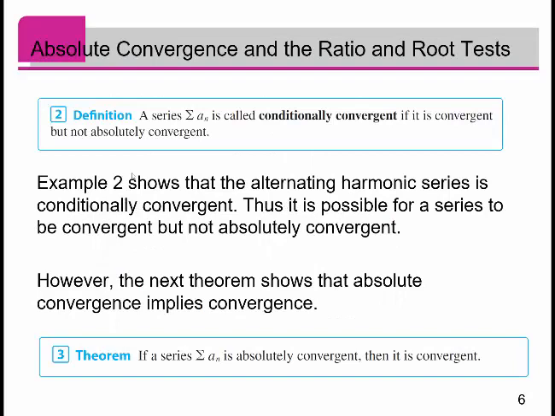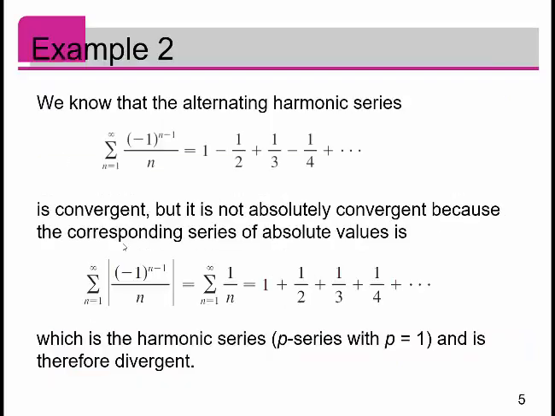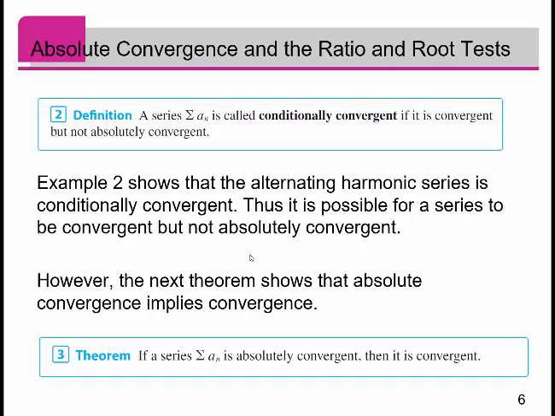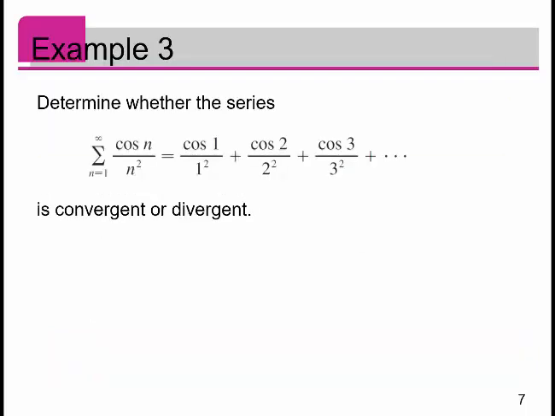All right, just a couple of definitions. A series, the sum of a sub n, is called conditionally convergent if it is convergent but not absolutely convergent, like this case right here. This is conditionally convergent. So example 2 shows that an alternating harmonic series is conditionally convergent. Thus, it is possible for a series to be convergent but not absolutely convergent. However, our next theorem shows that absolute convergence implies convergence. So if a series a sub n is absolutely convergent, then it's also convergent. Notice how it works that way, but not the other way.